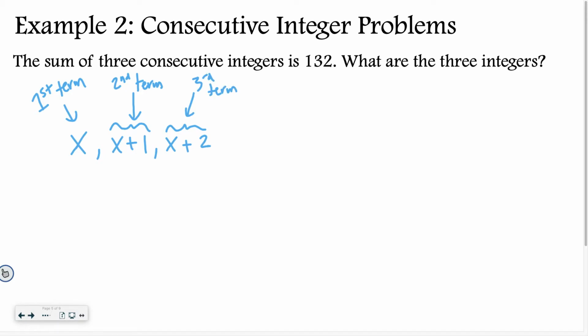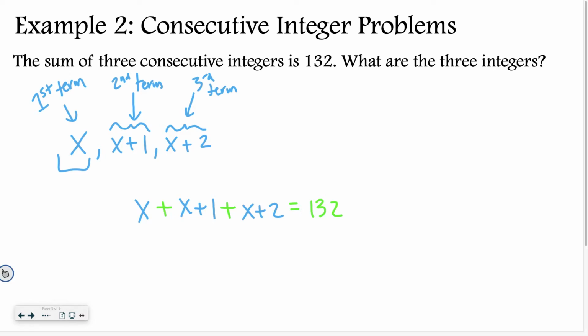Okay, so if I say the sum of 3 consecutive integers, okay, so sum means I'm adding things together. So I'm going to take my first term, and I'm going to add it to my second term, and I'm going to add it to my third term, and I'm going to say it equals 132. And that's how I would set up that problem. So now I just simplify and solve.